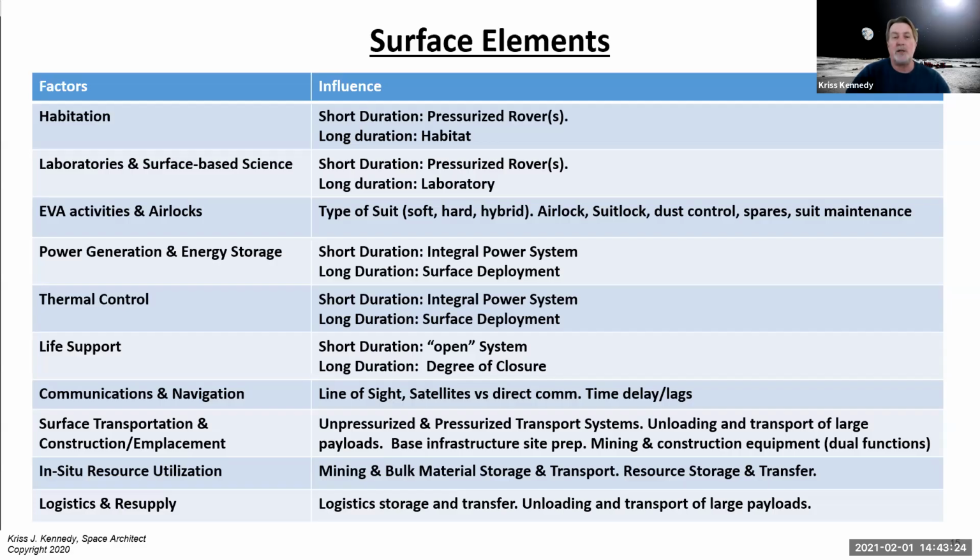Communication and navigation, you need to think about line of sight, satellites versus direct comm, and the time delays and lag in communications for a place like Mars. Surface transportation and construction equipment and emplacement equipment, you need to consider unpressurized and pressurized transport systems, unloading and transport of large payloads, base infrastructure, site preparation, mining, construction equipment, etc. Many robotic systems in that.